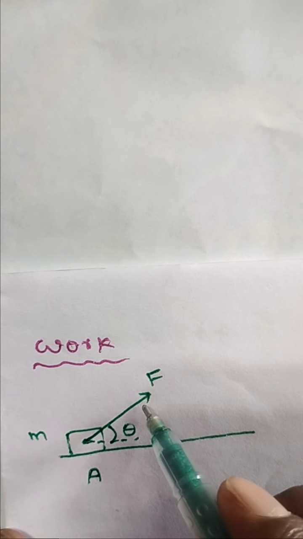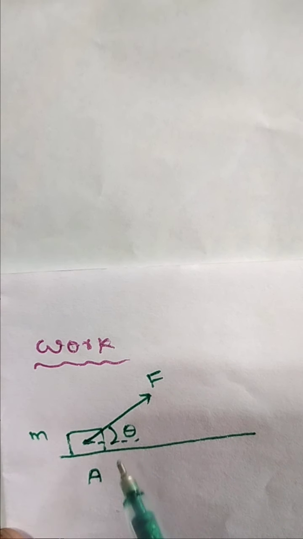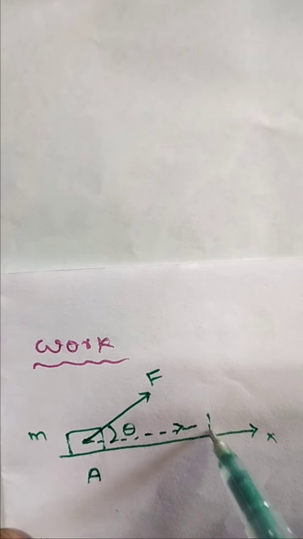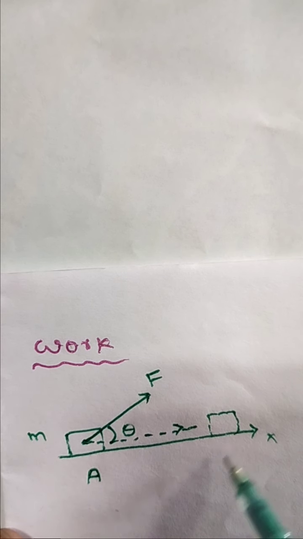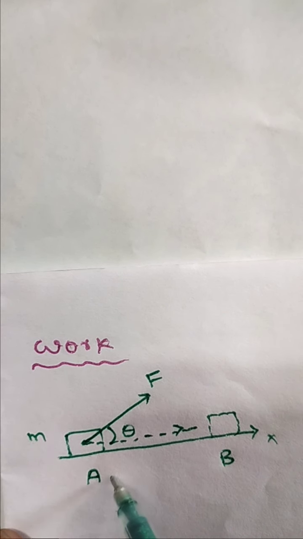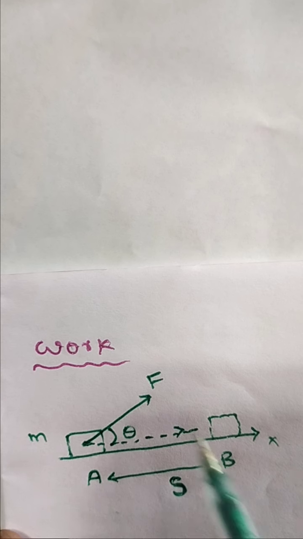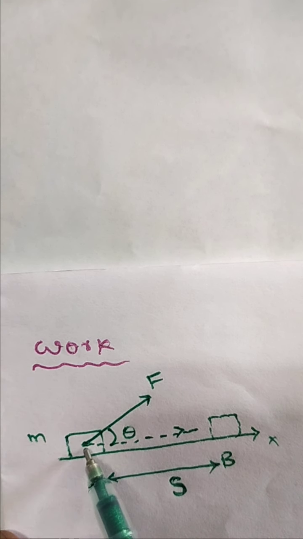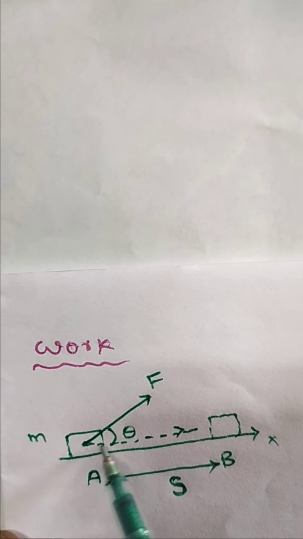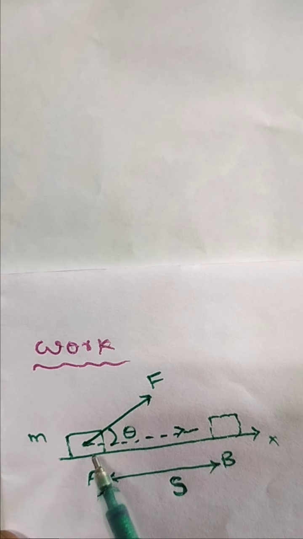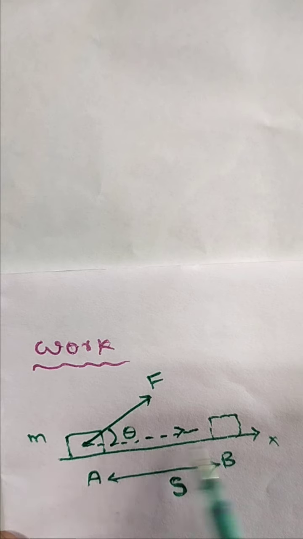So when the force is acting in this direction, what happened? The object is displaced along the positive x direction. This is the final object, which reaches the position B. How much displacement is it moving? Small s is the displacement. When the force is acting on a body, the body is displaced along the positive x direction, so the body moves from position A to B.